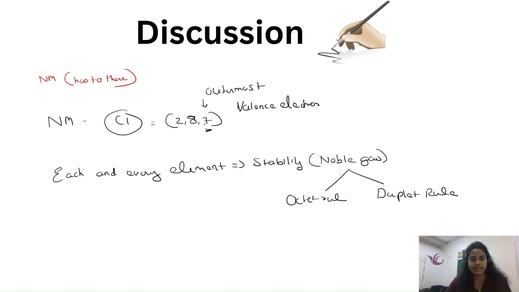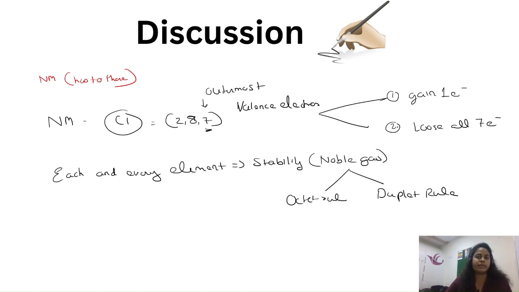So now chlorine has 7, so what will it do? There are two cases. First, it can gain one electron. Otherwise, in the second case, it can lose all 7 electrons. Which is much better, to gain or to lose? It is better to gain 1 electron rather than losing all 7. That is why chlorine gains 1 electron. And why are we gaining this electron? We are gaining this electron to complete our octet.